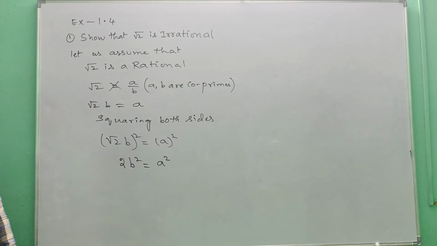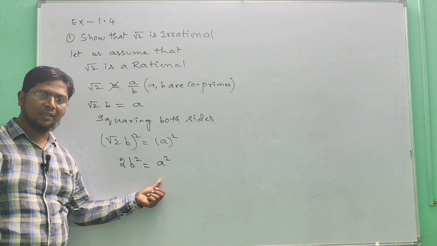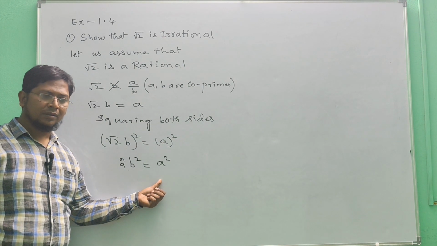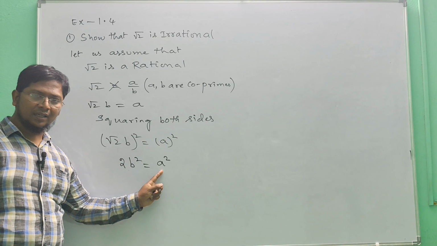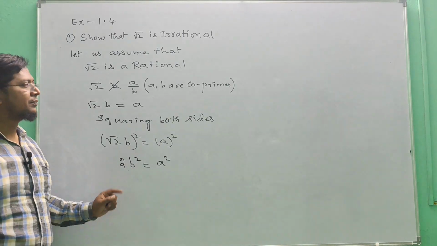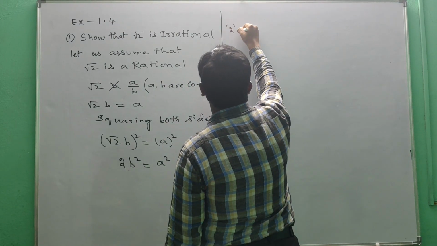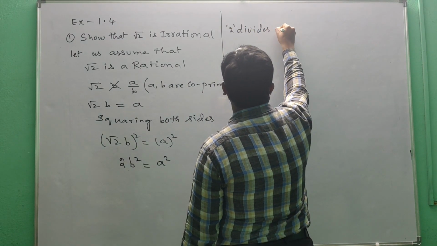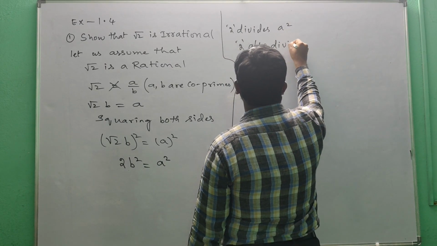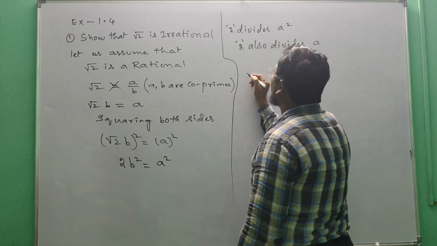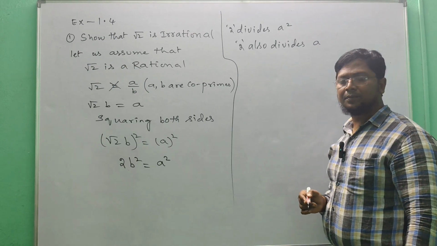We have a theorem, if p divides a square, p also divides a. So we have to read here, 2 divides a square, 2 also divides a, as 2 is a prime. So here 2 divides a square, then 2 also divides a.